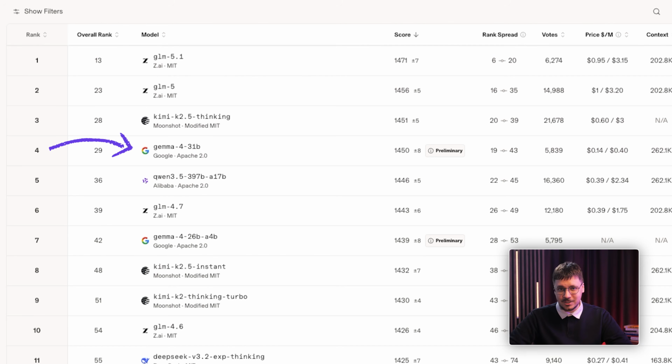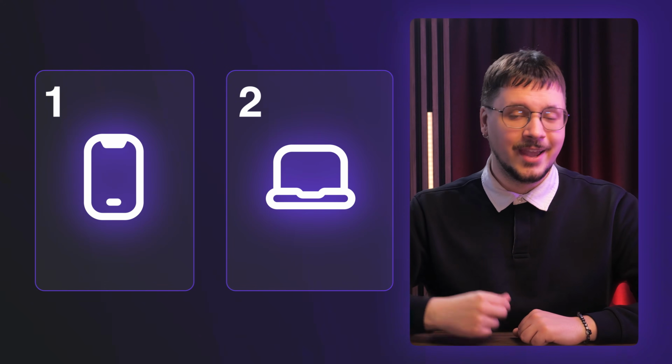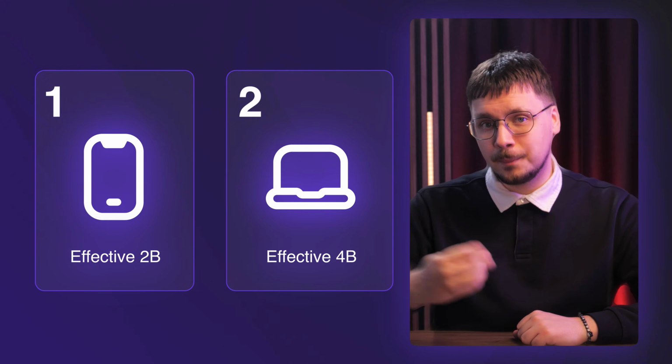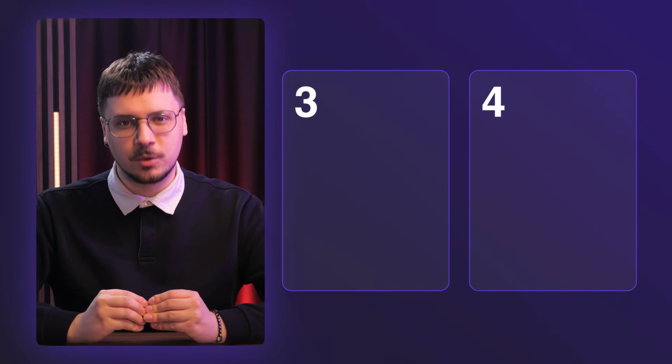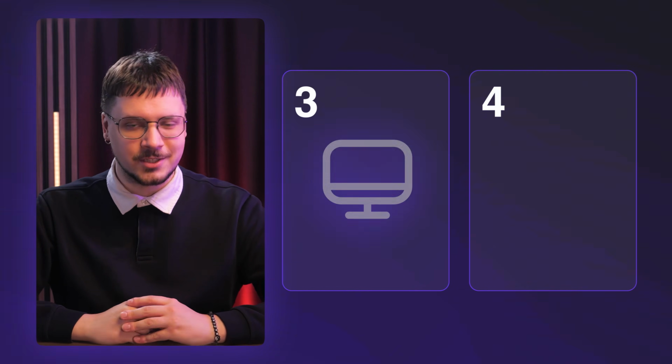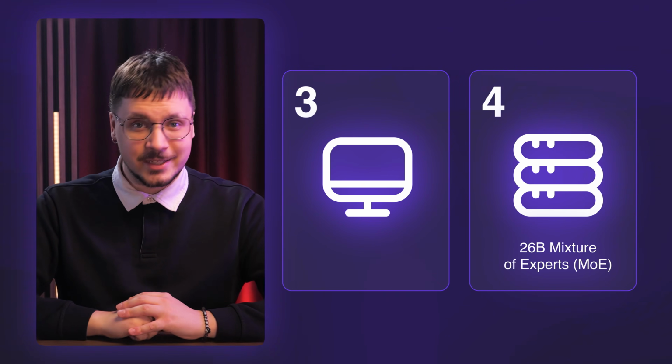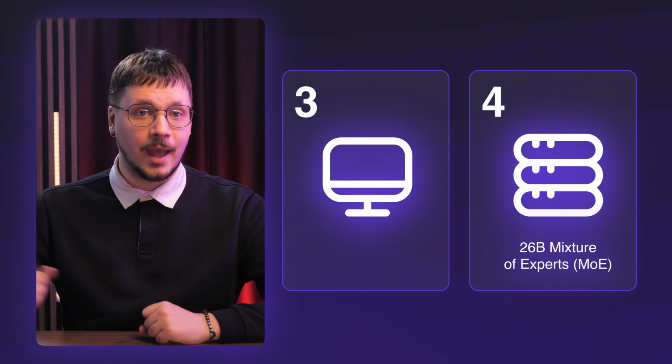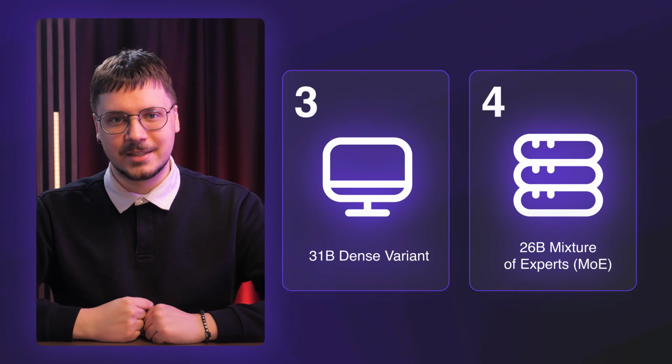It's a heavyweight model in a tiny package, shooting up into the top 5 of Arena.ai's ranking of the best performing open source AI models. What makes it so impressive and a huge jump from Gemma 3 is that Gemma 4 is a family of 4 models. 2 lightweight models designed for phones and laptops, which are Effective 2B and Effective 4B, and 2 heavier models that were built for some serious work on desktops and local servers. That's 26B Mixture of Experts, aka MOE, and 31B Dense Variant.